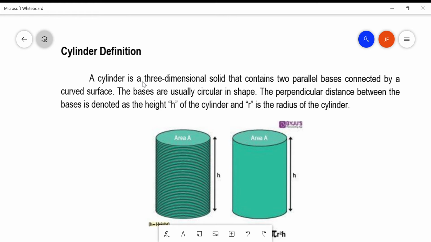A cylinder is a three-dimensional solid. It contains two parallel bases connected by a curved surface. The bases are usually circular in shape. The perpendicular distance between the bases is denoted as the height h of the cylinder, and r is the radius of the cylinder. Looking at this figure, this illustrates an example of a right circular cylinder.